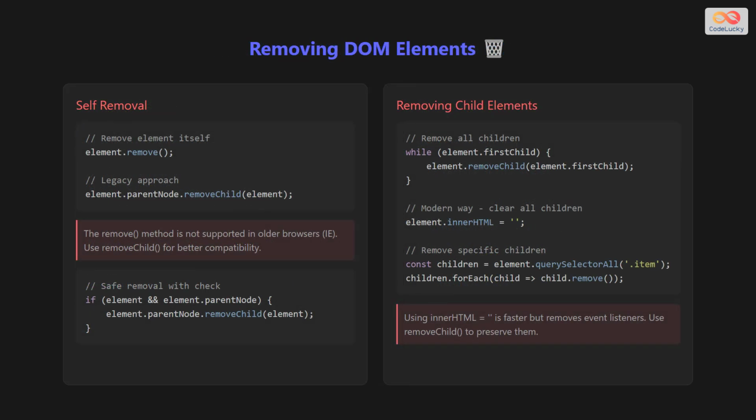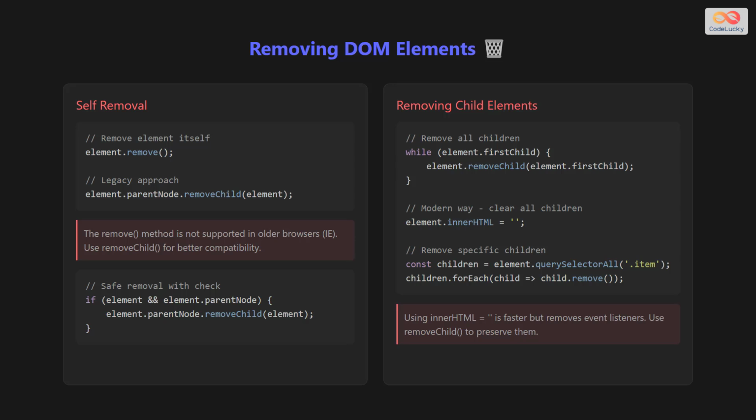Now let's explore how to remove elements from the DOM. An element can remove itself using the remove method. Alternatively, you can remove an element using the removeChild method on its parent. For example, element.remove will remove the element from the DOM. Similarly, element.parentNode.removeChild(element) will also remove the element from the DOM.